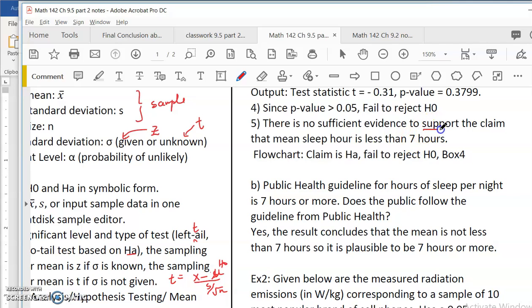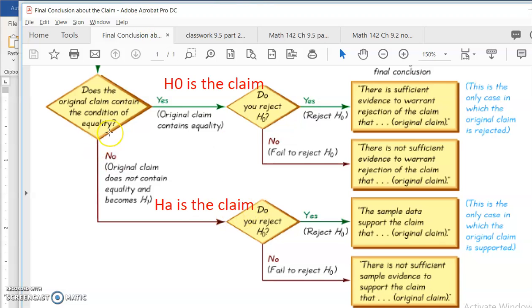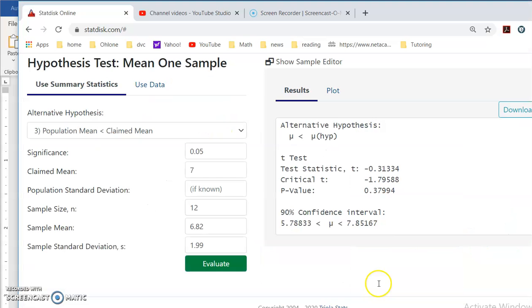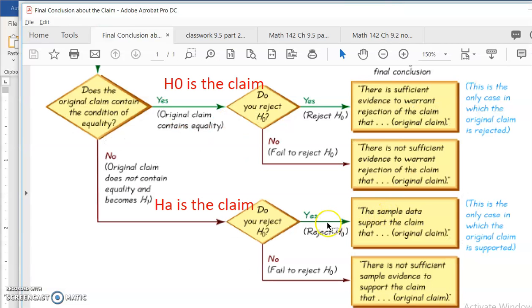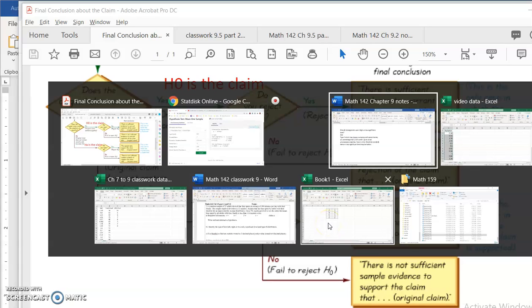We use the word support because HA is the claim. So your wording would always say support. If you use a flow chart, we'll see that it is box number 4. Why? Because HA is the claim and we fail to reject H0, which is box number 4. Again, it's not sufficient evidence to support the claim.